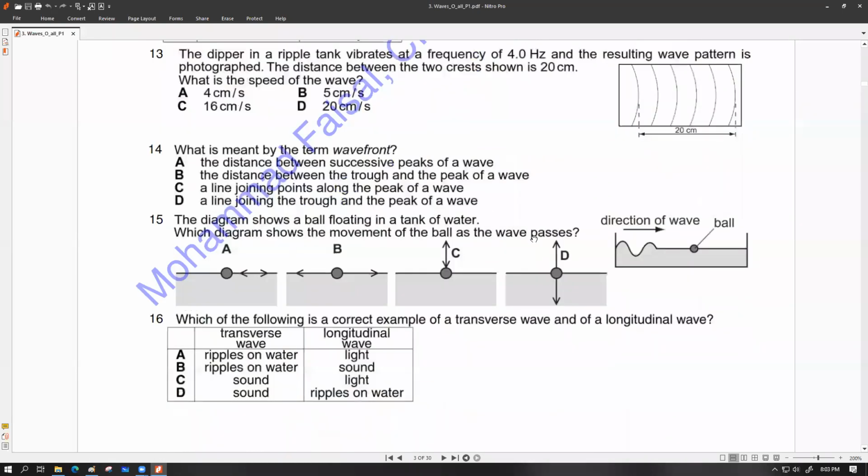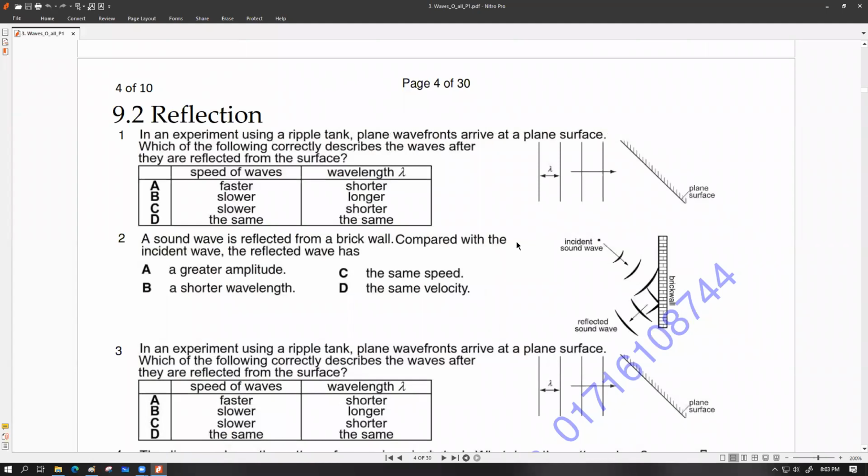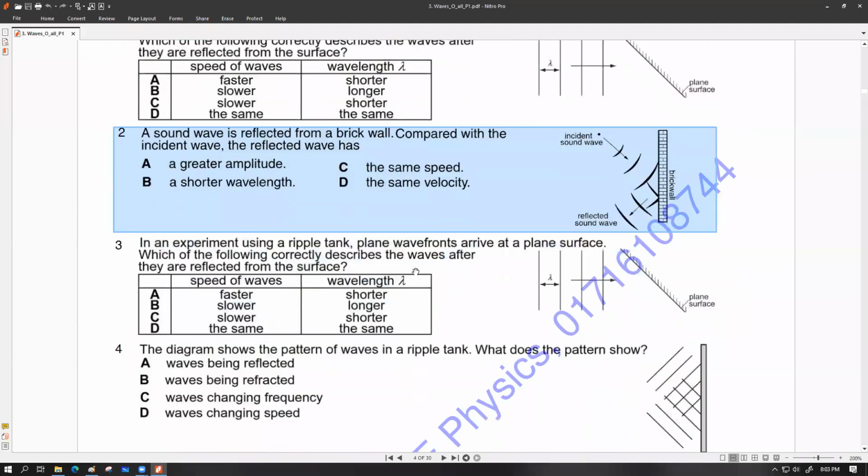ঠিক আছে থ্যাংক ইউ আচ্ছা আচ্ছা 9.2 দেখবো। নাম্বার 2 Number 12 help. Number 2 says a sound wave is reflected from a brick wall. Compared with the incident wave, the reflected wave has what? Well, what I need to understand is that in the process of reflection, the waves are bounced off a boundary and it simply changes direction, but it remains in the same medium. Here, it was a sound wave in air medium. After the reflection, it is still within air medium. Check this out.